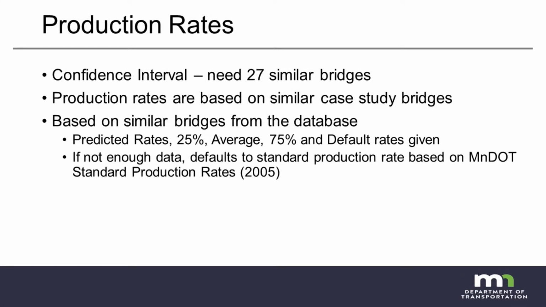It is important to discuss the limitations and sources of inaccuracy of the program. The definition of a confidence interval is an estimated range of values determined from a given set of sample data, which is likely to include an unknown population parameter. In order for the bridge tool to estimate a production rate for the range of values, 27 similar case studies are required with the exact same filter applied. If there is an insufficient number of similar case studies in the database, default production rates will be applied to activities when estimating bridge construction time.